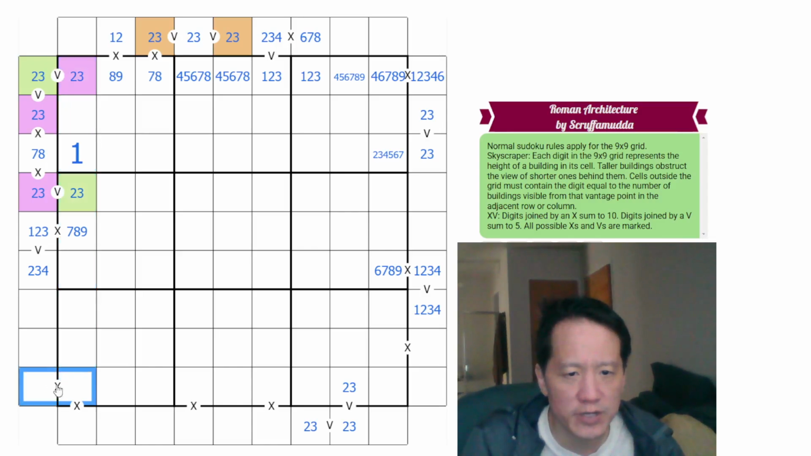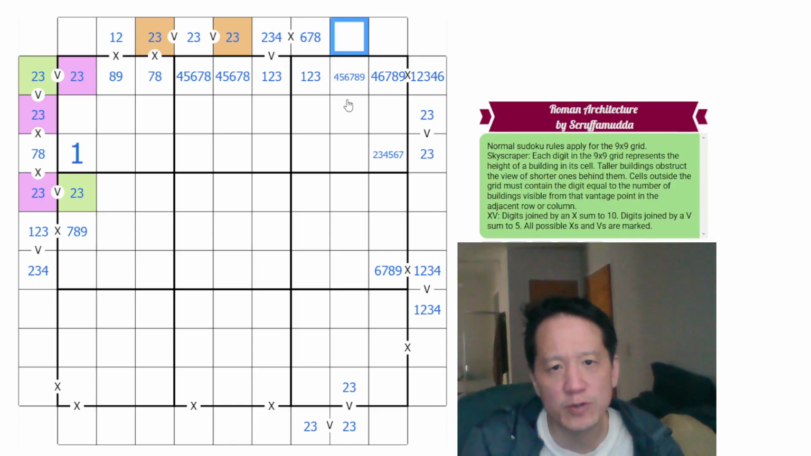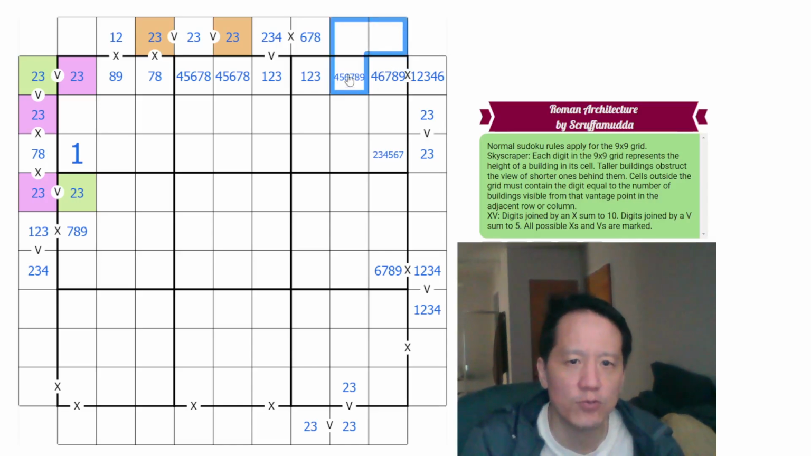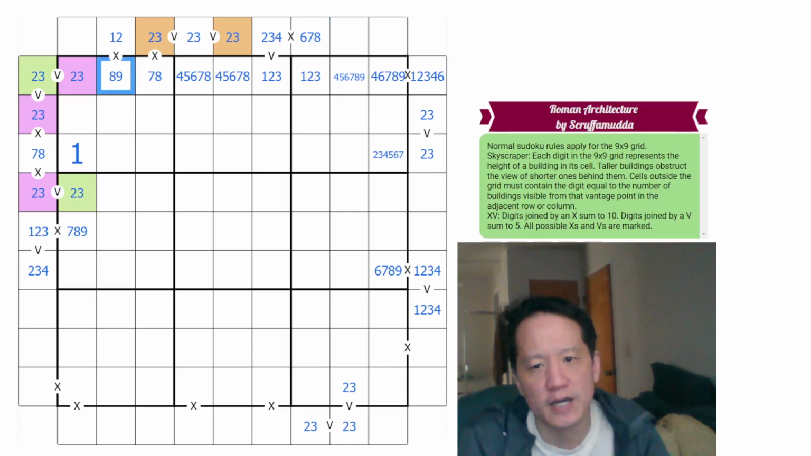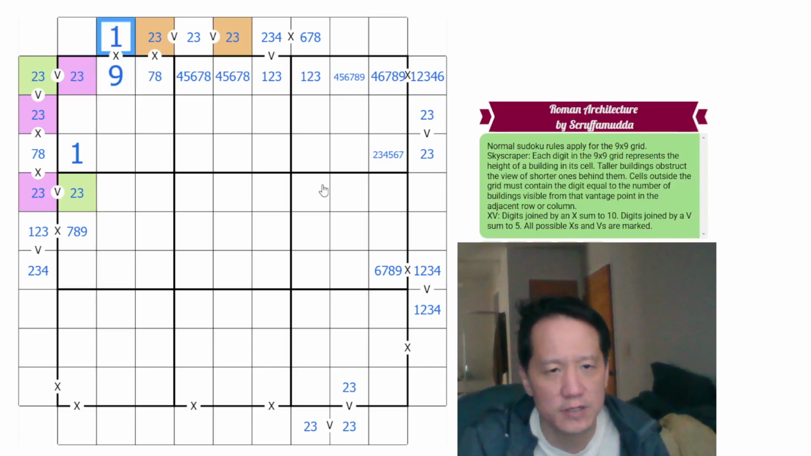And therefore it has to be an X. So either this is 9, 1, this is 9, 1, or this is 9. And this can't be 9 or 1. So if this were 9, this would have to be 1. If this were 9, this would have to be 1. And there would have to be an X in both of them. So this cannot be an X. This has to be a 9 then. This is a 9, this is a 1.